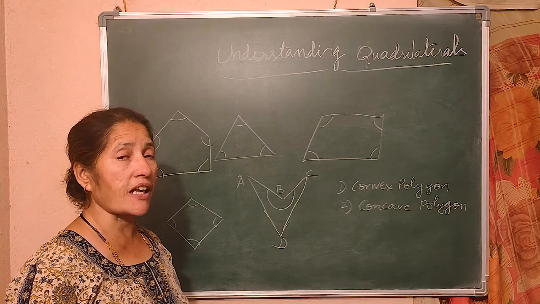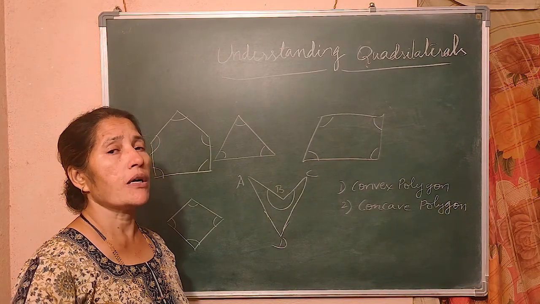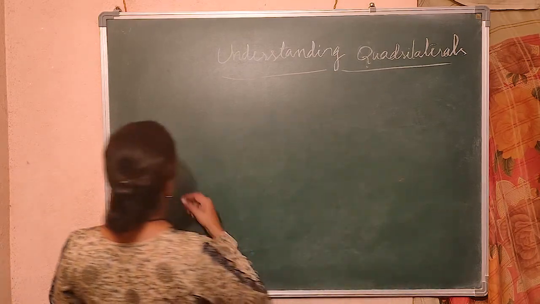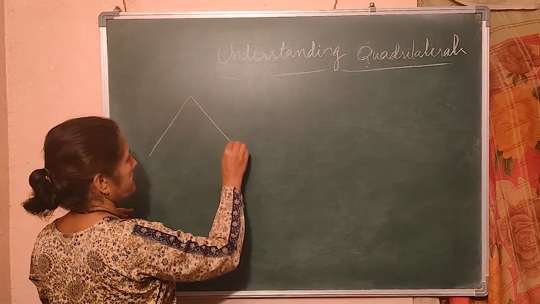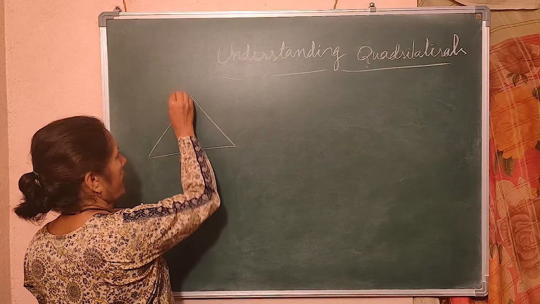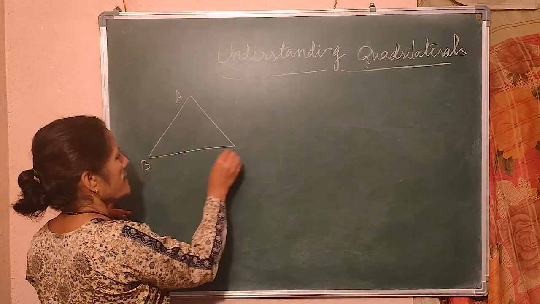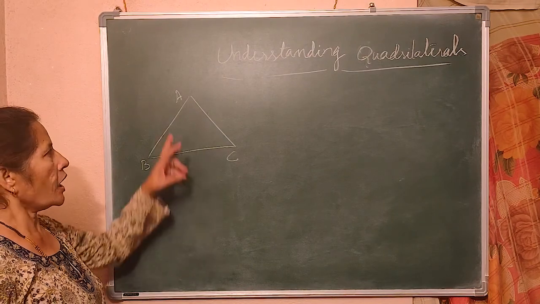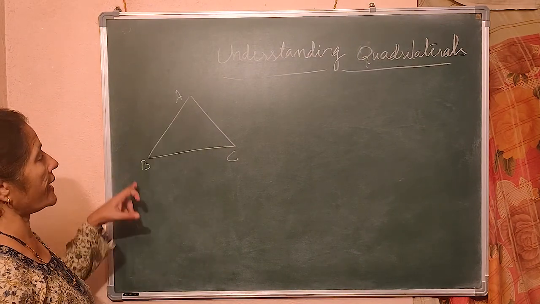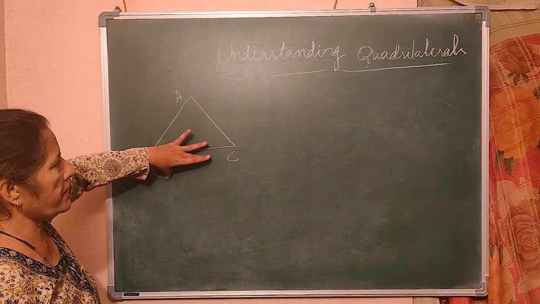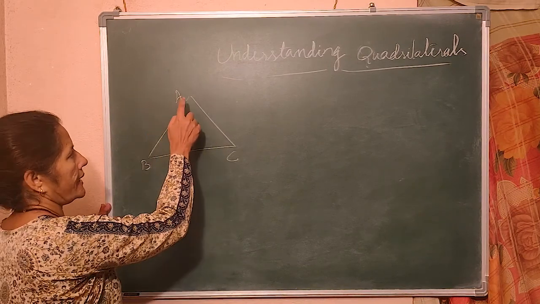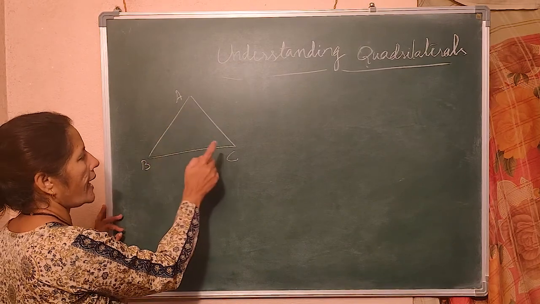Now, let us see for the higher number of sides. Okay? See, there is a triangle A, B, C. How many sides are there? 3 sides. How many angles are there? What are the 3 sides? AB, BC, AC. What are the 3 angles? Angle A, angle B, angle C.